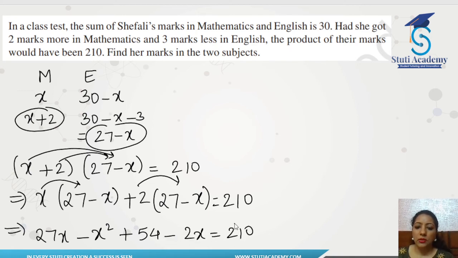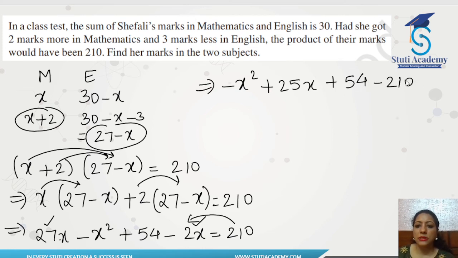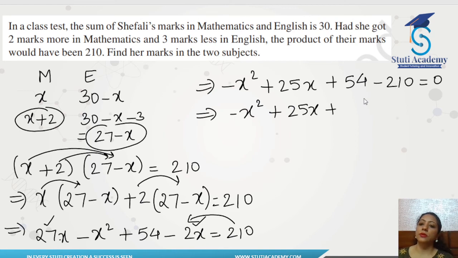is equal to 210. Now let us take this on the left hand side, and we will get here minus x square, and also we can combine these two. This will give us 27x minus 2x will give us 25x here, and when we are going to take this 210 on the left hand side, that will become minus. So 54 minus 210 is equal to 0. So this is now minus x square plus 25x, and then we can solve this. This is going to give us minus 156. Minus 156 is equal to 0.